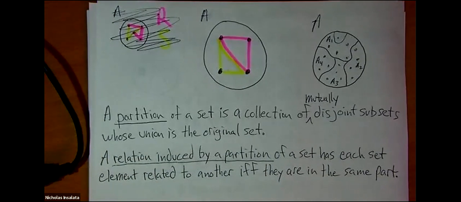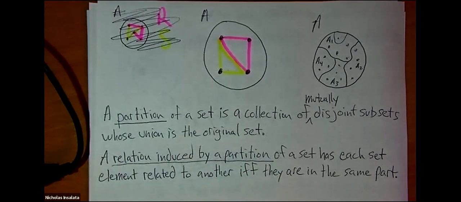Induced means sort of created. Like if a woman has induced labor, that means they made the labor happen. It's created artificially by a doctor, by some medicine. And here it's that same idea of creation. We're creating a relation by making this partition. Any questions there? Okay, cool. So moving right along.